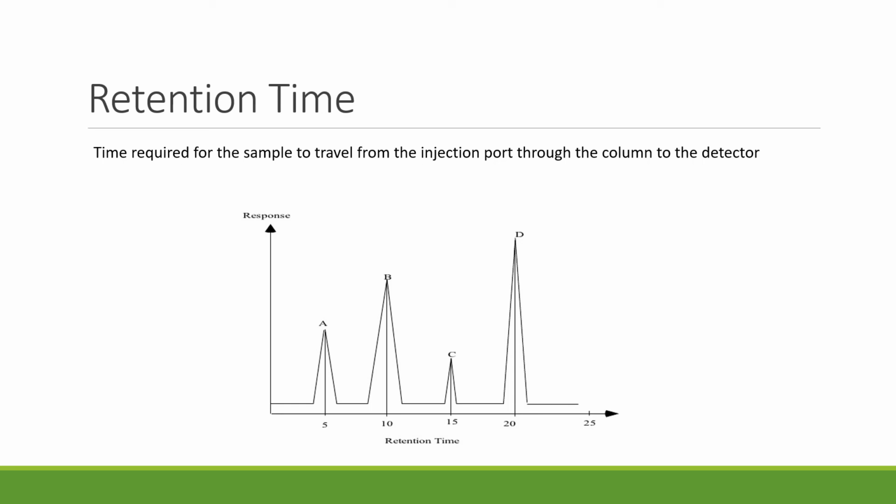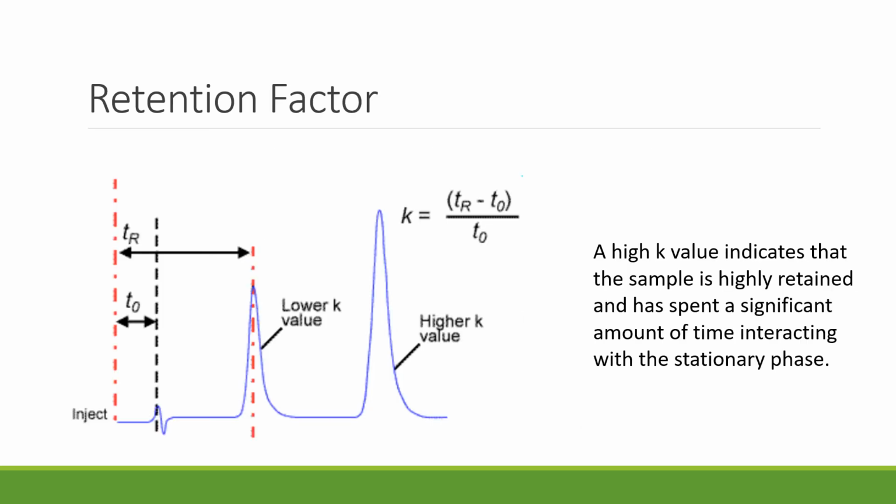So from the chromatogram, we can get a few computational measurements here. One of them is the retention time, and so the retention time is the time required for the sample to travel from the injection port through the column to the detector. And often the first peak is, like I've said before, the solvent, which was used in the mobile phase. It's usually the first thing that hits the detector, but we can see that better in the retention factor.